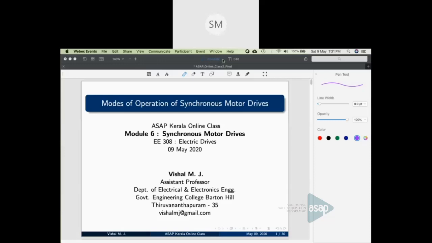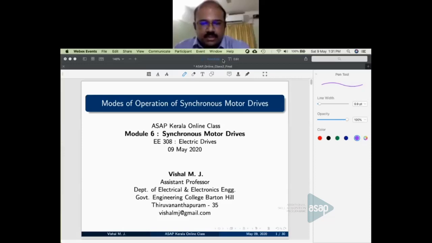So good afternoon all. In today's lecture, we will try to cover the two modes of operation of synchronous motor drives. One is the true synchronous mode and the other one is the self-controlled mode. We will go into the details of both the modes.